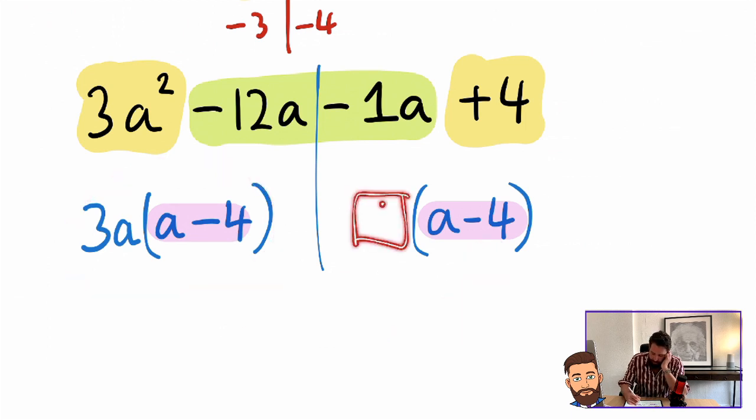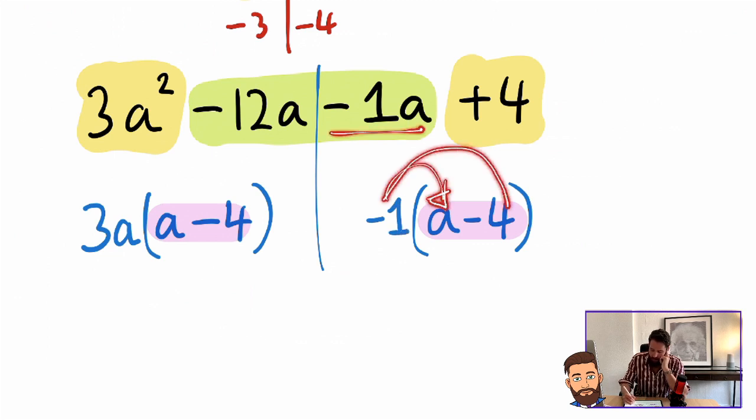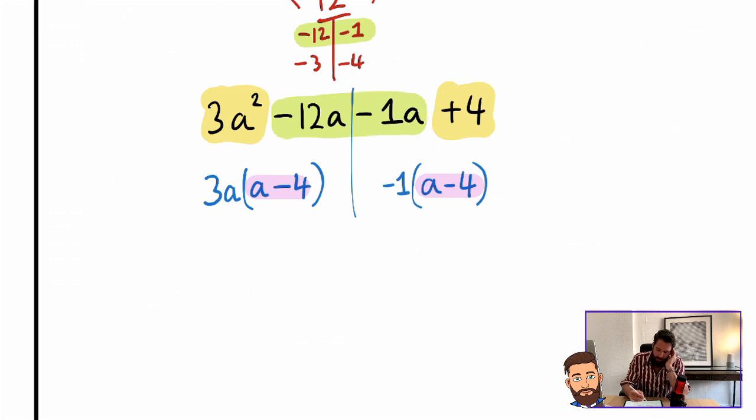When I multiply a, I need minus 1a. And when I multiply minus 4, I need plus 4. Well, we know 2 negatives make a positive, and minus 1 times a would give me minus 1a, and minus 1 times minus 4 would give me plus 4. So that works. So we found it.